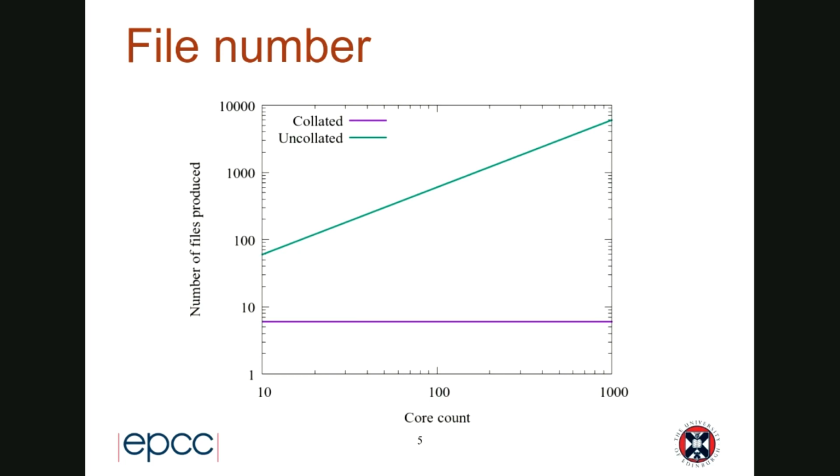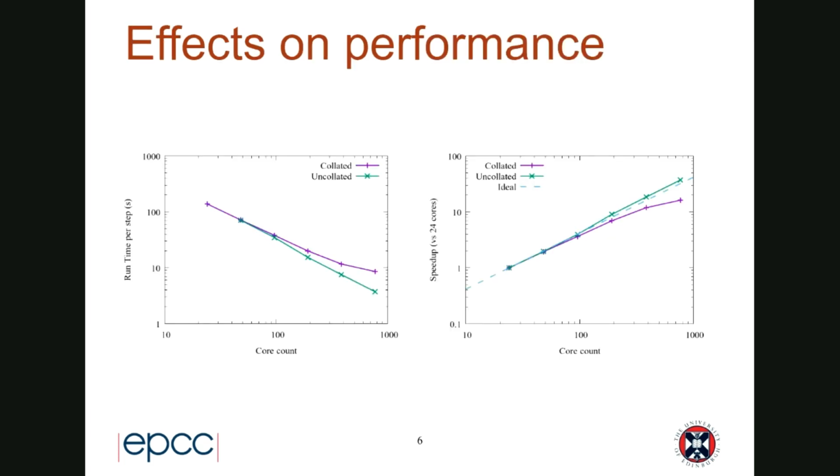So there is going to be some difference, or at least you'd expect there's going to be some difference, and I wanted to see what that difference is. So okay, what's the effect on performance? First thing I did was I ran the simulations, exactly the same simulations, 10 times at different node counts, so different processor counts, for an uncollated and a collated system.